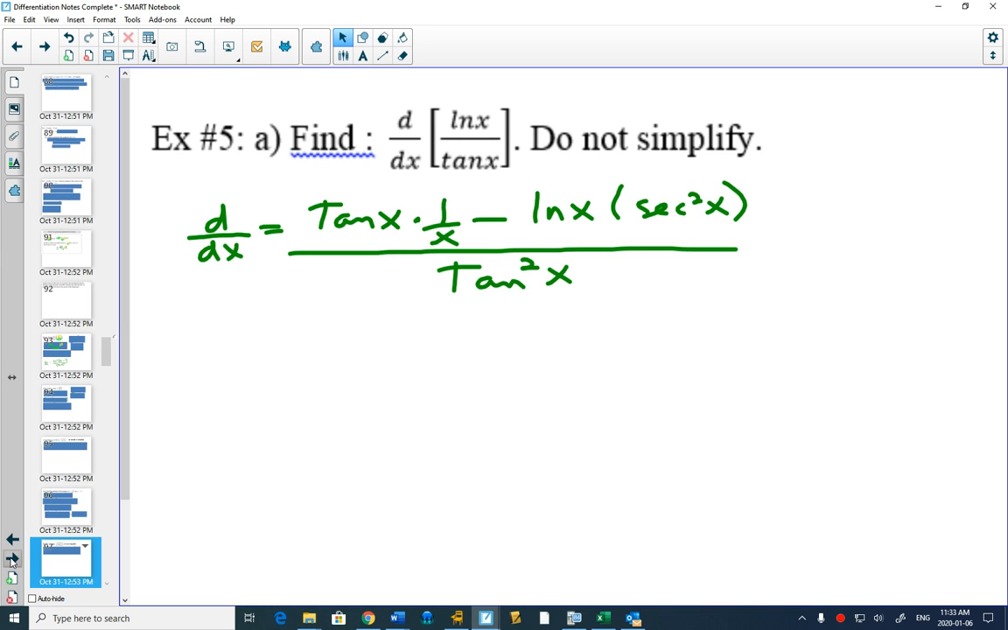Now I'd recommend today during lunch, if you had to look up any of these, did you have to look up tan, that the derivative was secant squared? Did you have to look up natural log, that the derivative was 1 over x? Minimum, take 2 minutes at lunch and choose one function that you didn't know the derivative of and make sure you memorize it. It'll save you tons of time.